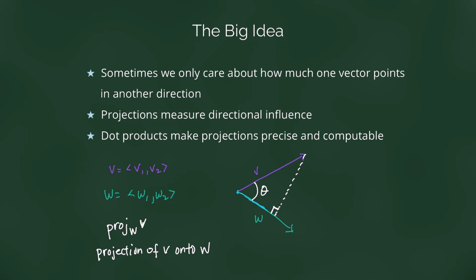Let me use a better color for that so it's more obvious. This vector right here, that vector is our projection vector. That is the vector that we're going to note as the projection onto w of the vector v. In order to come up with the components of this vector, we're going to look at two values. We're going to first look at the scalar projection, and then we'll look at the vector projection itself.